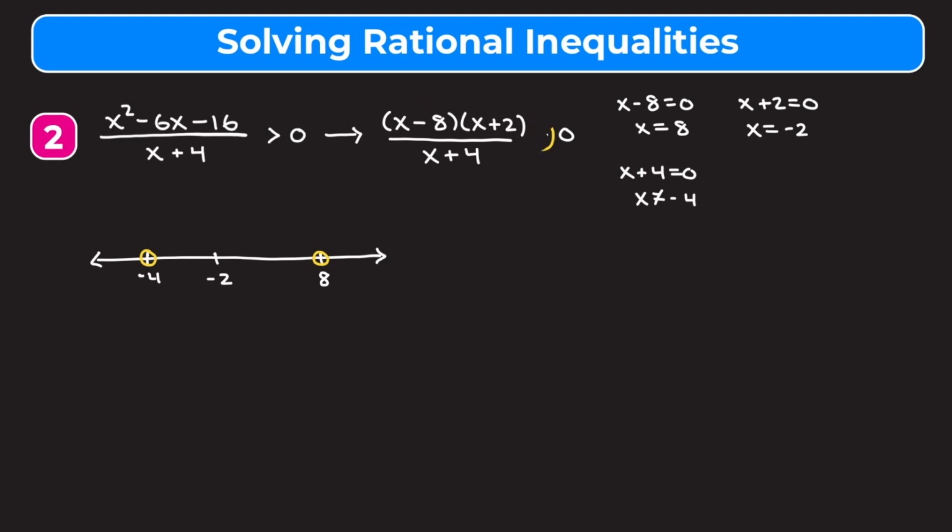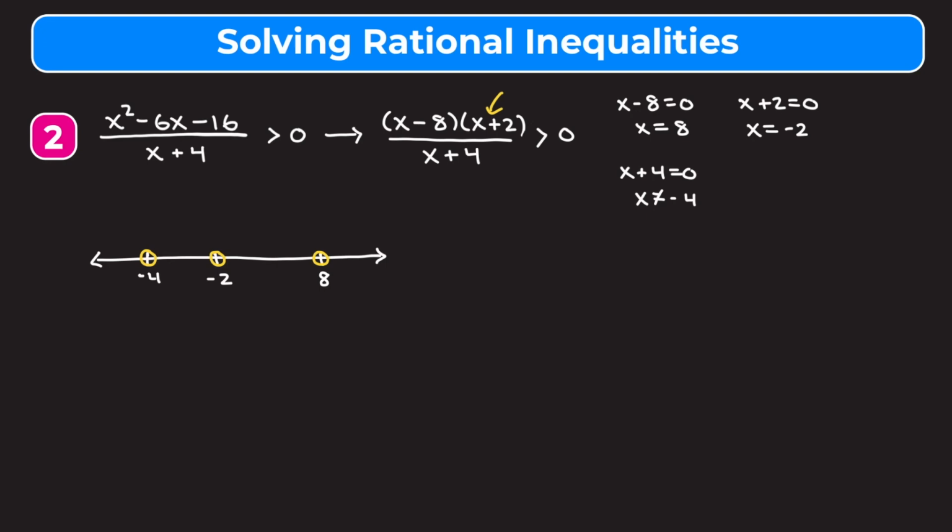I'm going to erase this. And we still have this greater than sign. And now the same thing with negative 2. So if we plug negative 2 in here, it's going to make this factor 0, and it's going to make the entire left side of our inequality 0. But because we need the entire left side to be greater than 0, x cannot equal negative 2. So we're going to have open circles at all of these three x values on our number line.